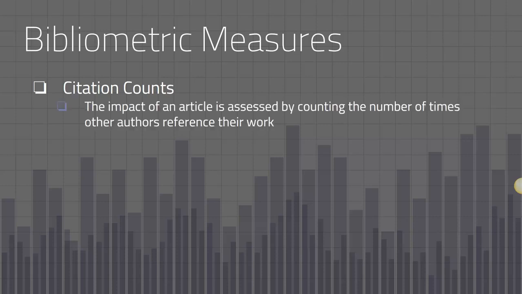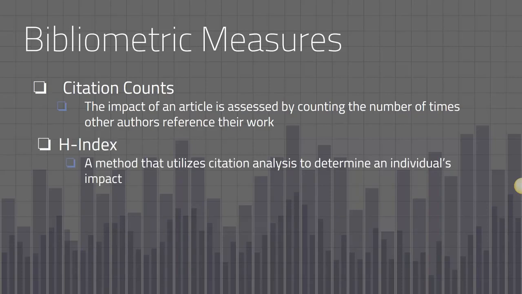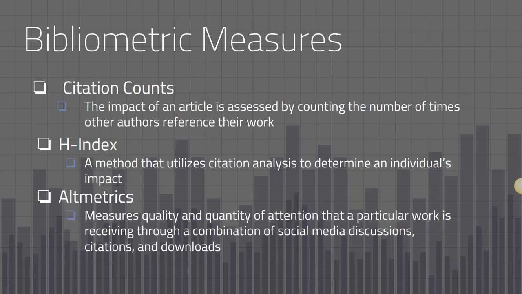Citation counts assess the impact of an article by looking at how many times other authors and research reference that work. The H-index is a method that uses citation analysis to determine an individual author's impact. And then altmetrics are used in combination with bibliometrics and look at both the quantity and quality of the work through a combination of social media discussions, citations, and downloads.